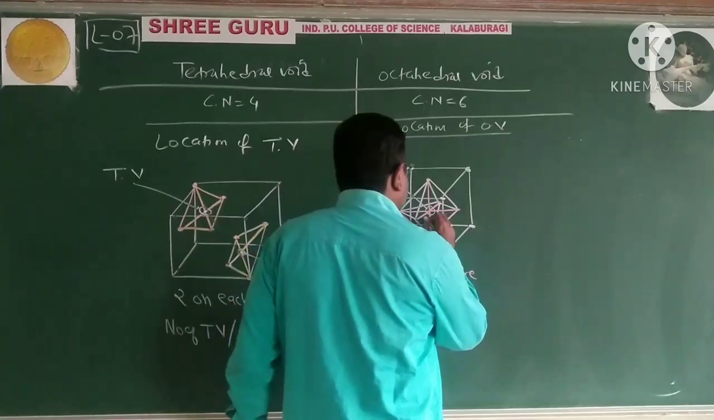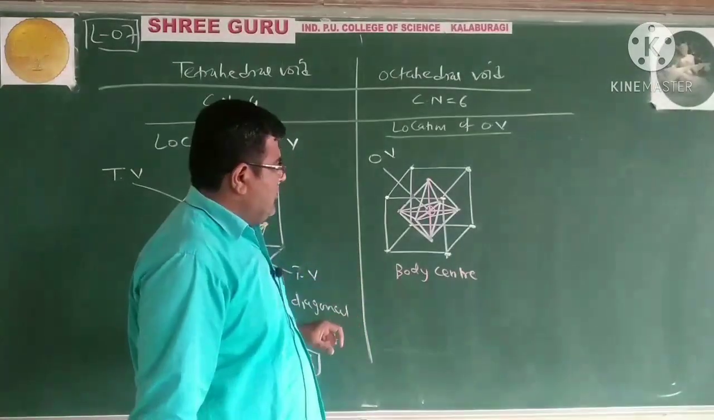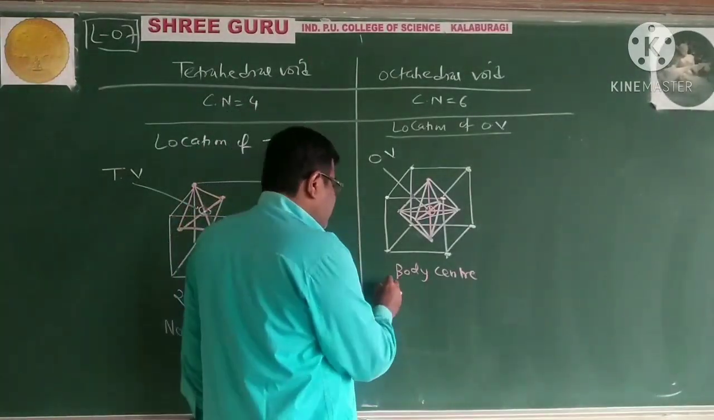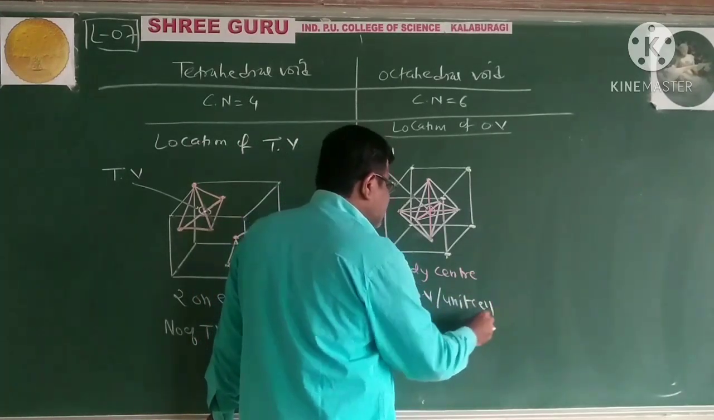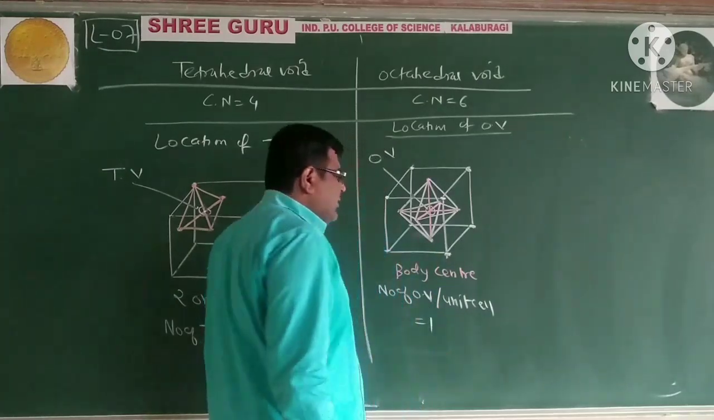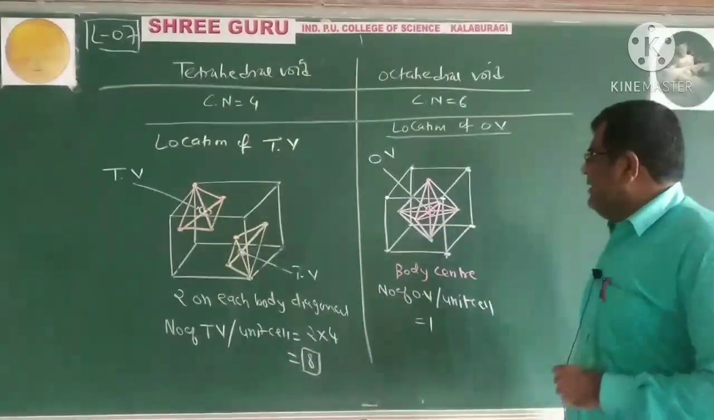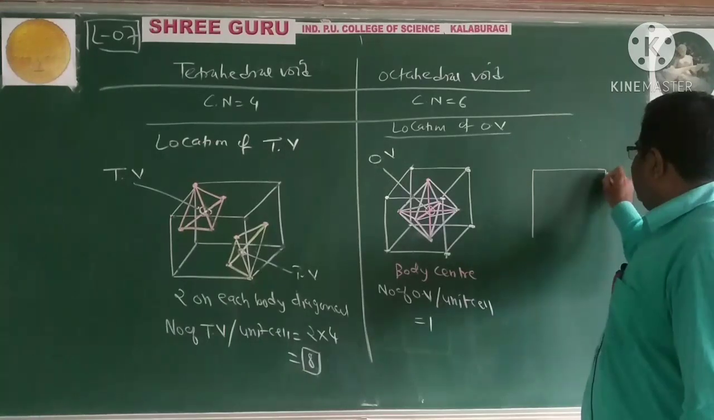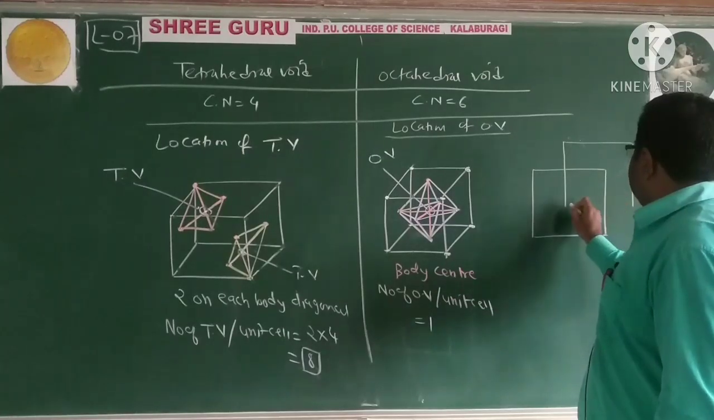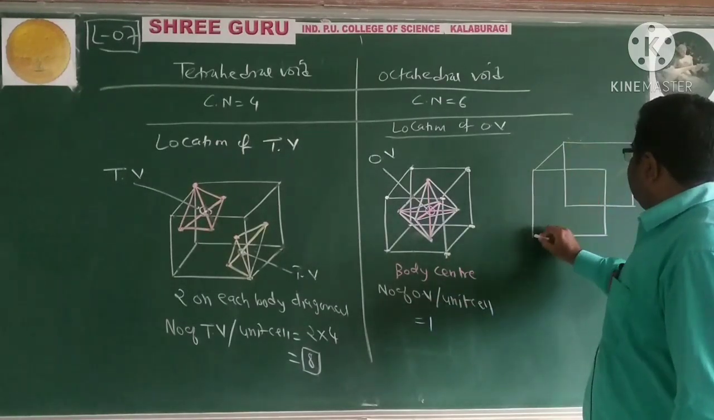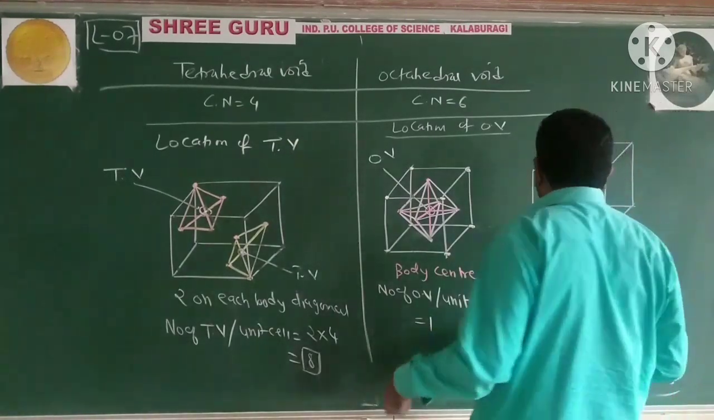This also we should connect. This point. When you draw yourself, you will understand how it is to be created. Body center. So the octahedral hole present in the unit cell at the body center is 1, because there is only one body center. But there is one more location of this octahedral hole, and that is on the edge center.